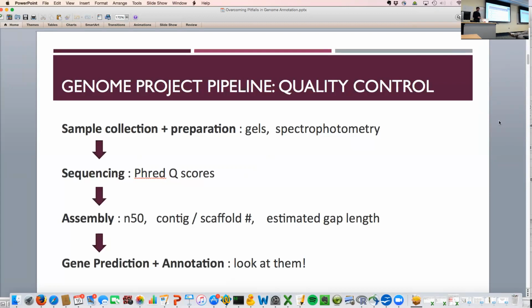When you're assembling, like Wes has been talking about, you can look at the N50 as well as the contig and scaffold number to get a sense of how long the stretches of unbroken DNA are, and also how complete your assembly is relative to the estimated total genome size. But with gene prediction and annotation, the only way you can really assess how good it is is to look at it in a genome browser and to understand how to look at it.